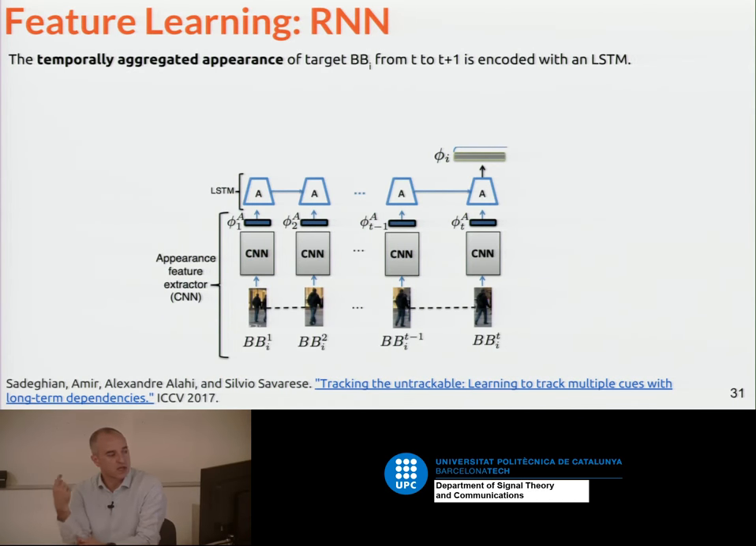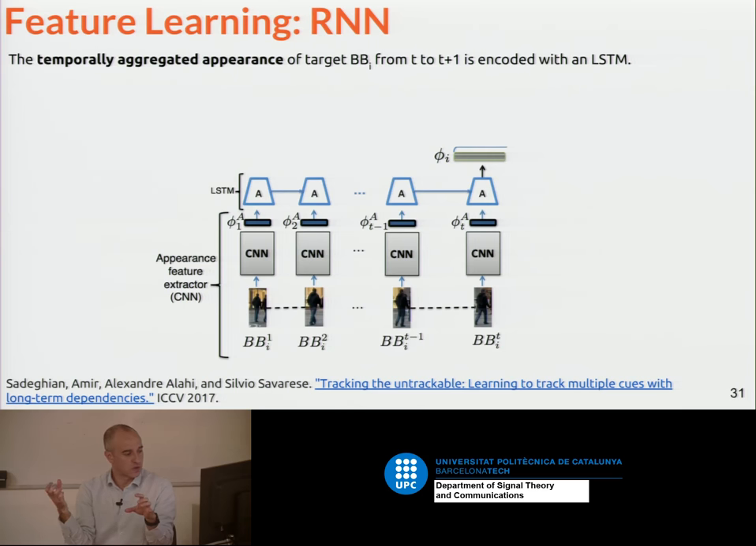So here the idea is to encode, so learn a representation of the object you want to track, but not just from one frame. You want to somehow learn the temporal evolution, in this case of the appearance of the object you want to track.